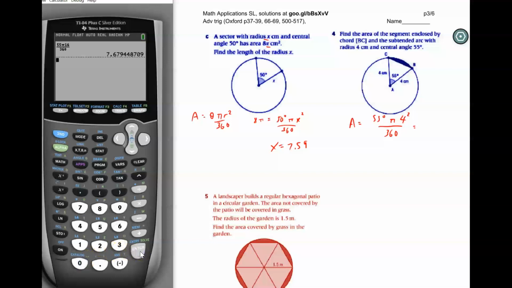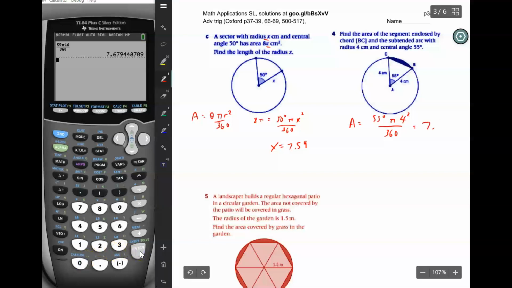Oh, I just noticed something. It's not asking us just for the pizza shape here. They want just that darkened shape right there. They want to know the pizza crust, right? So the total area of the pizza is 7.68. How do we find just the pizza crust? Well, we're going to have to subtract out this part that's not the crust. Okay, how do we find the area of that?